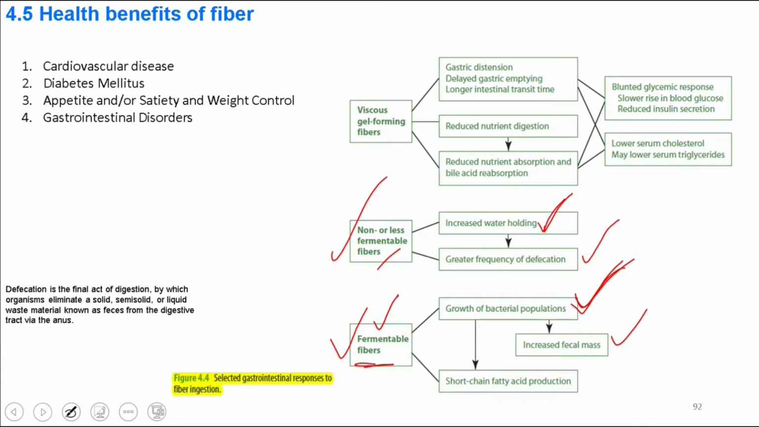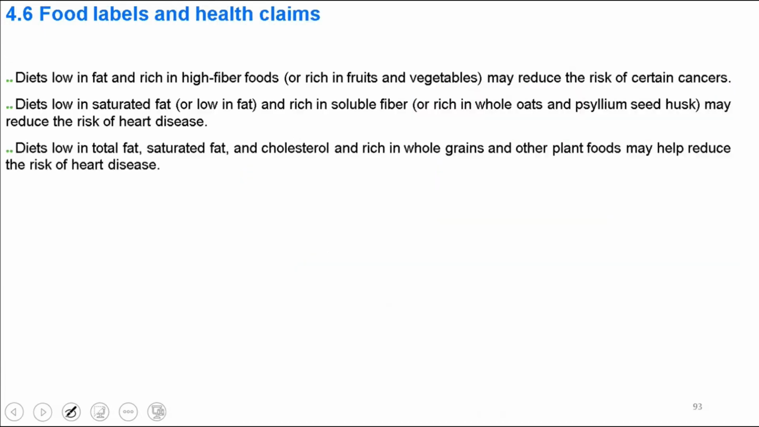ओके, सो द फर्मेंटेबल फाइबर्स शॉर्ट चेन फैटी एसिड प्रोडक्शन को वो बढ़ा देते हैं। कौन बढ़ा देते हैं? फर्मेंटेबल फाइबर्स। So these are all the functions of fibers: these are viscous fibers, non or less fermentable fibers, and these are the functions of fermentable fibers.